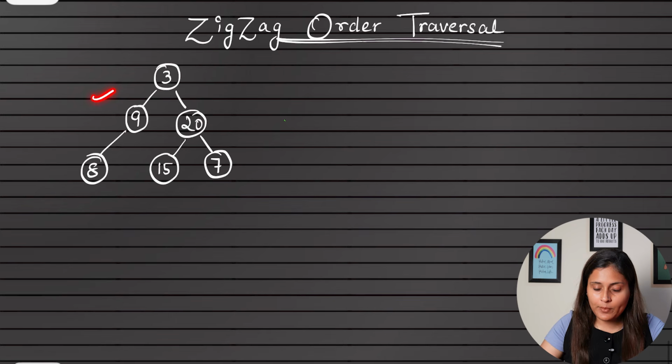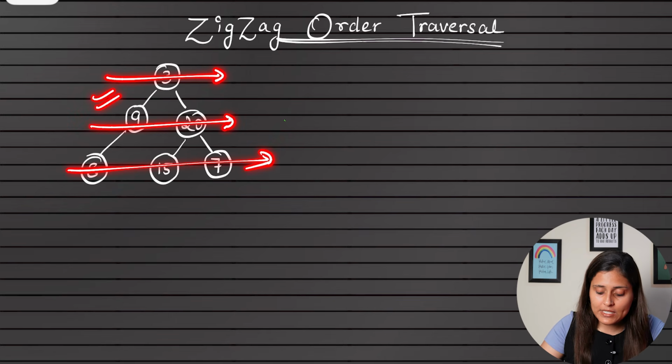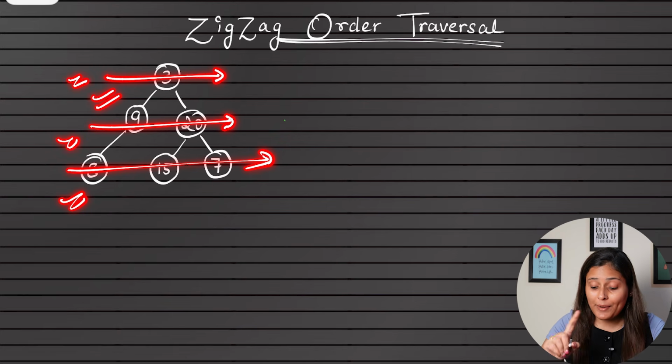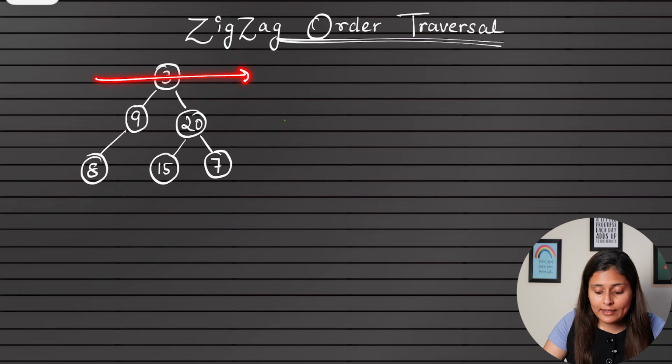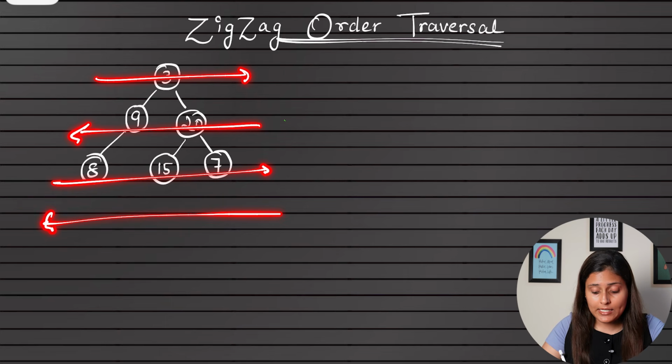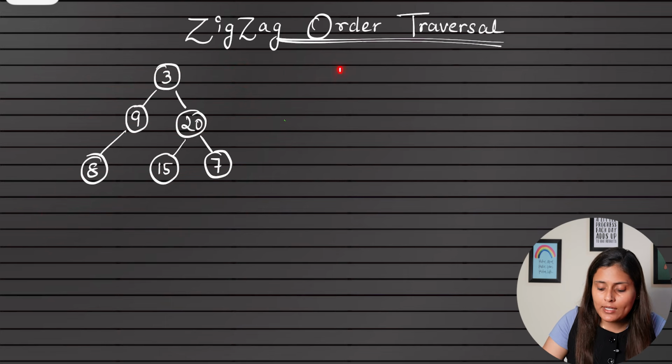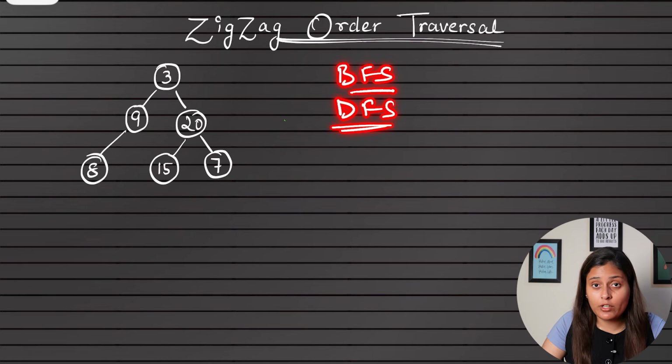So this is the tree you will be given. Previously we did the level order traversal all from the same direction, left to right. But here it says first will be left to right, then from right to left, then left to right, then right to left. Correct? So to solve this question, we know there are 2 traversals possible, BFS and DFS. Now we'll see with what approach we can solve the question, whether we can solve via both approaches or only one approach.